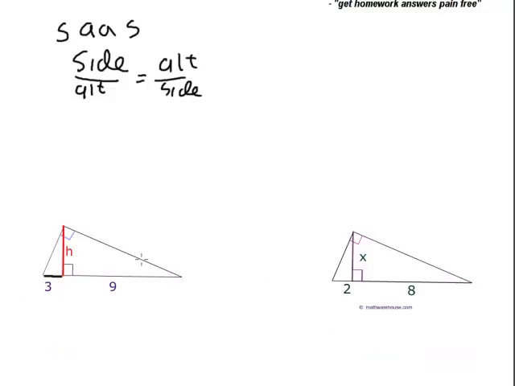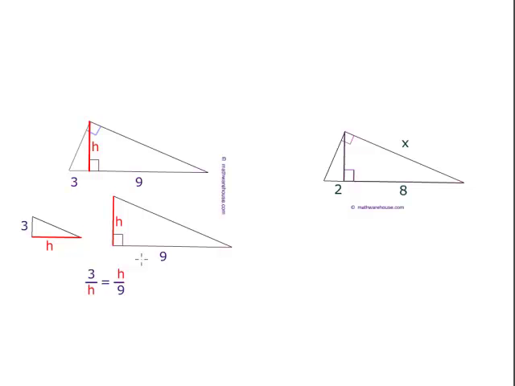In the triangle on the left, SAAS, side over altitude, altitude over side, equals 3 over h equals h over 9, because the altitude is h, and the one side that we know about is 3, the other side is 9, and these sides are the two parts of the large hypotenuse of the total outer triangle. So in general, I would say step 1 is to set up the proportion.